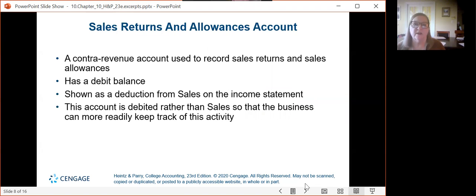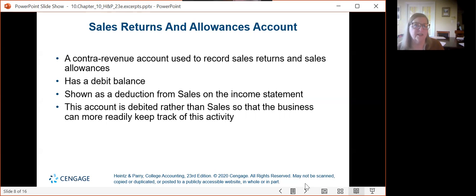Okay, then another account, sales returns and allowances. This is when the customer returns some of the goods that we sold. If you had an actual return, it would mean they gave you the merchandise back and you give them the credit on their account for the merchandise, and you just put it back into your inventory. That would be an actual return.